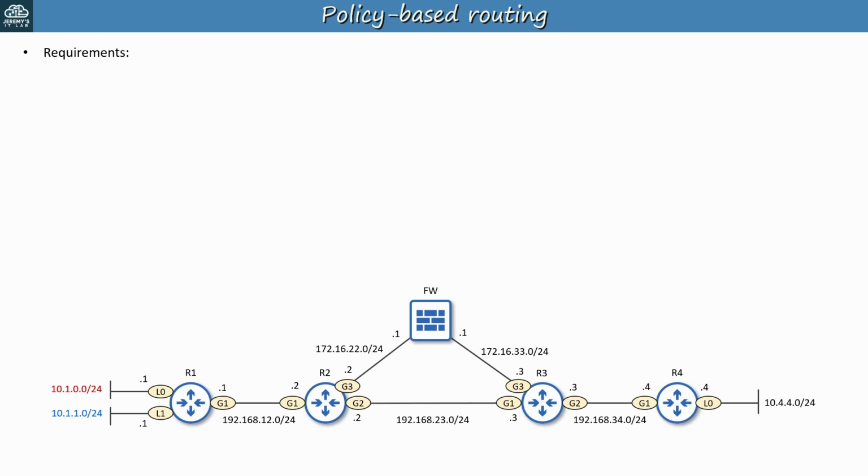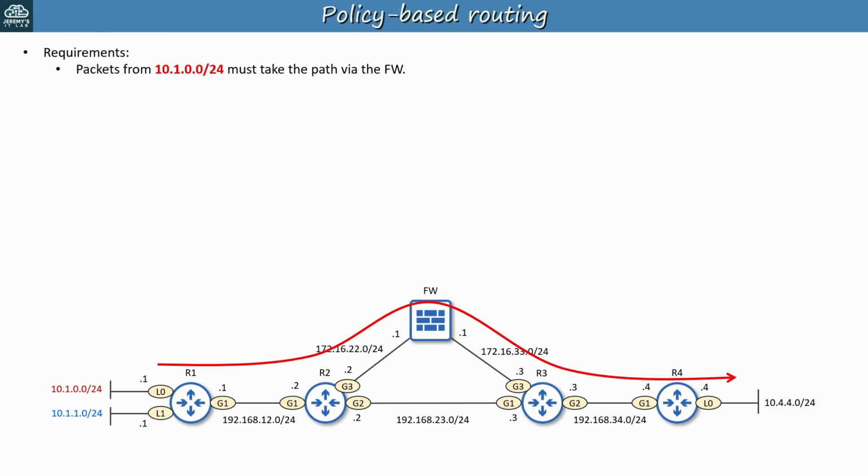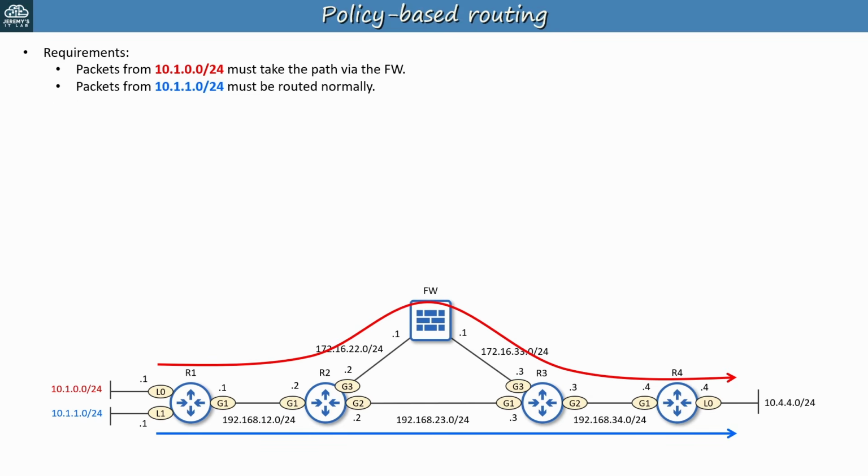Now let's look at a set of requirements for this network. First requirement. Packets from 10.1.0.0/24 must take the path via the firewall. Second, packets from 10.1.1.0/24 must be routed normally, so they'll take the path via R3 when being forwarded to 10.4.4.0/24.